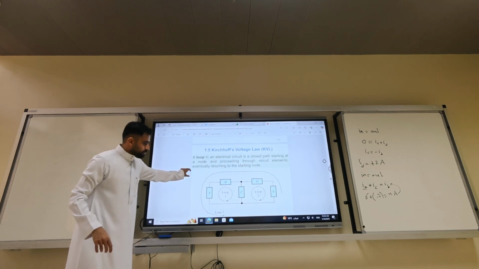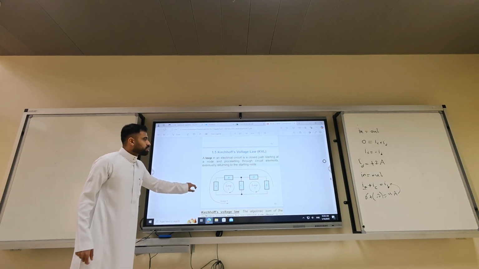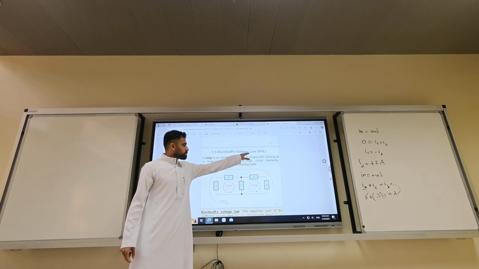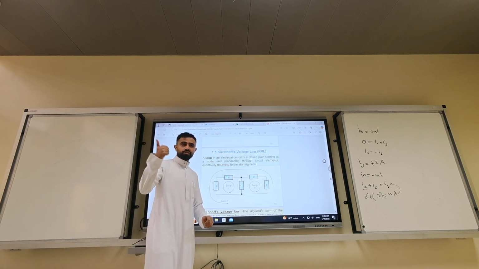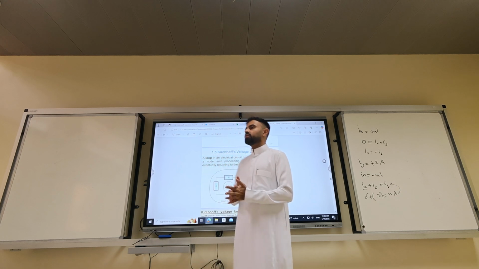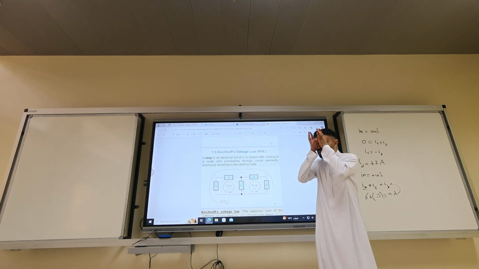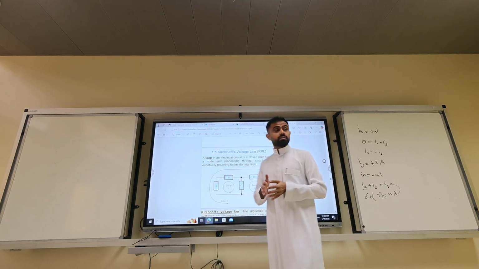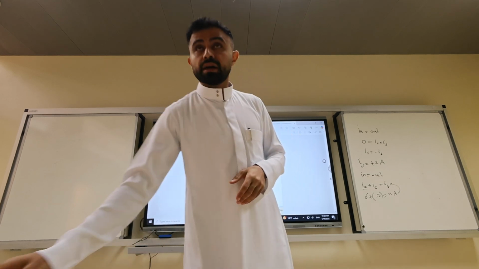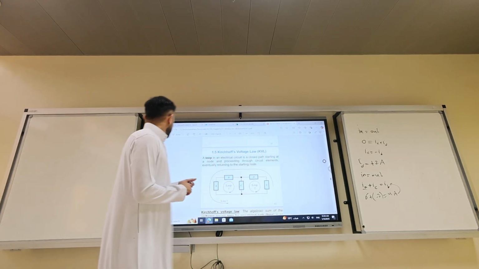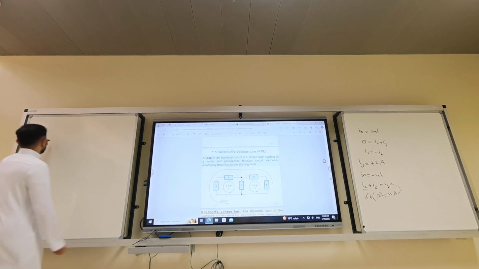So what is KVL? First of all, Kirchhoff's voltage law is KVL. So we finished KCL. KVL. Let's start with the concept of a loop. What is a loop? Loop means a turn, a round. So imagine yourself, let's redraw this element.